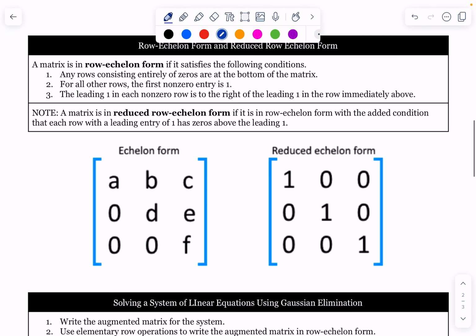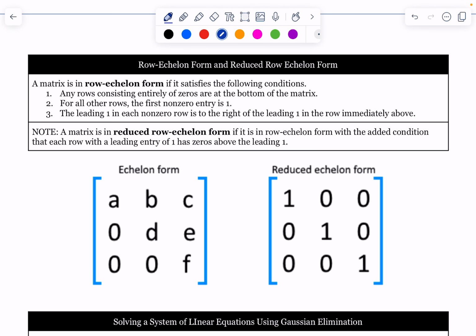All right, so next thing we're going to be talking about is row echelon form and reduced row echelon form. So two different forms. A matrix is in row echelon form if it satisfies the following conditions. Number 1, any rows consisting entirely of zeros are at the bottom. Number 2, for all other rows, the first non-zero entry is 1. So it's either all zeros at the bottom or the first non-zero entry is 1. And then number 3, the leading 1 in each non-zero row is to the right of the leading 1 in the row immediately above.